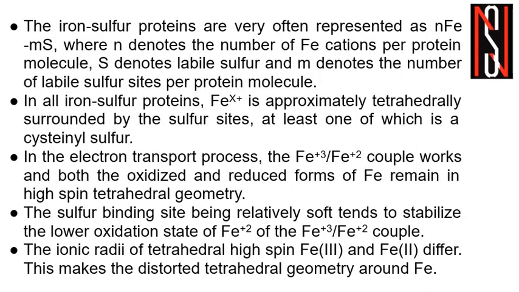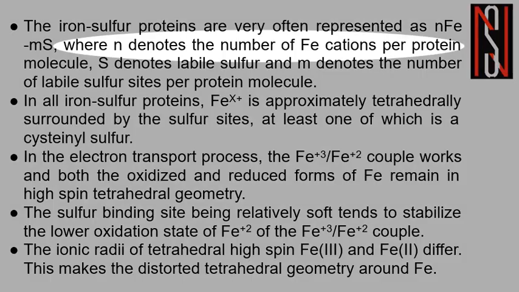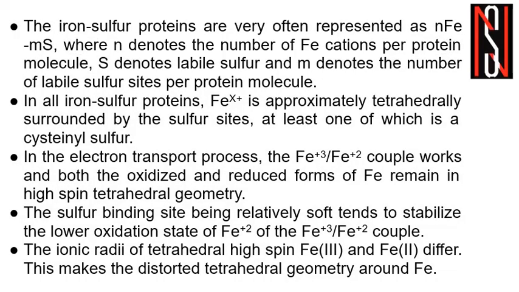So, continuing the properties of ferredoxins. The iron sulfur proteins are very often represented as small n Fe and then small m S. The small n denotes the number of iron cations per protein molecule. It doesn't mean the total number of iron cations in the whole protein chain. It only means the number of iron cations per protein molecule.